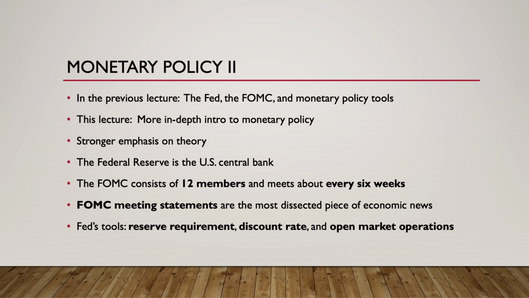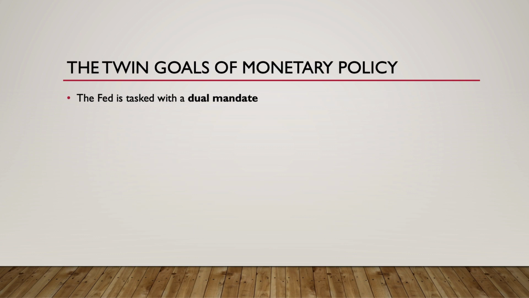Recall from the last lecture that the Fed uses 3 tools: the reserve requirement, the discount rate, and open market operations. Legally, the Fed is tasked with a dual mandate, sometimes referred to as the twin goals of monetary policy. The Fed must promote low unemployment and low inflation.